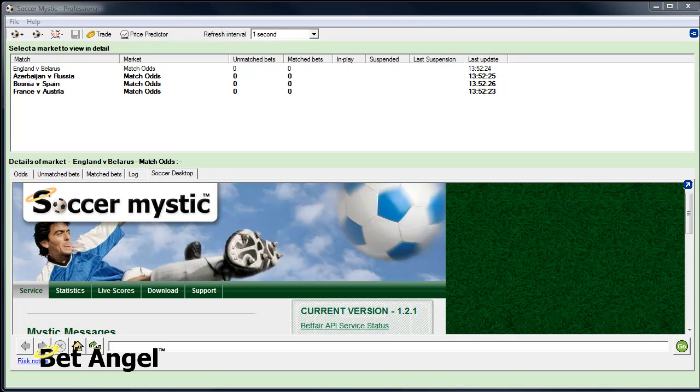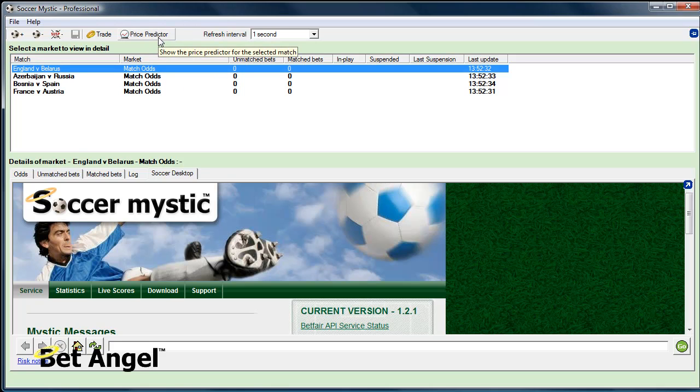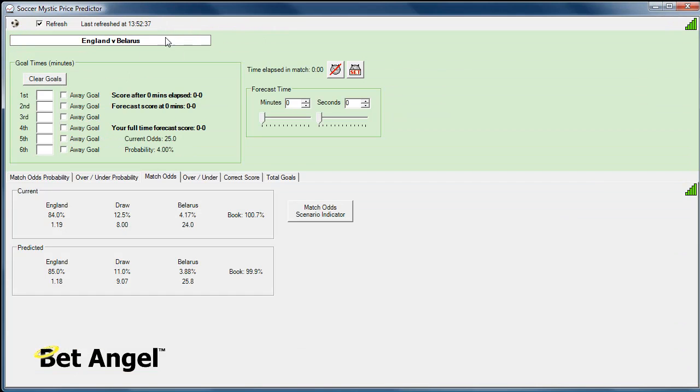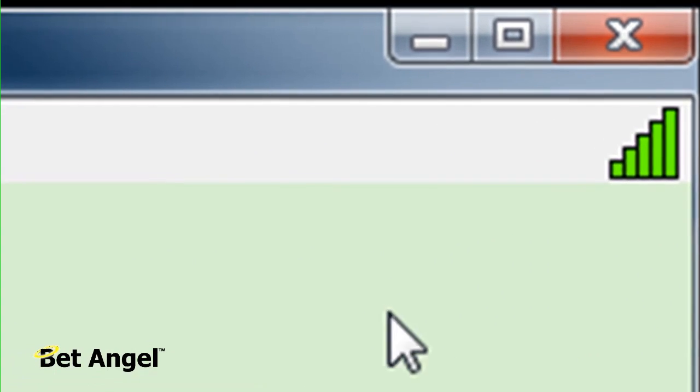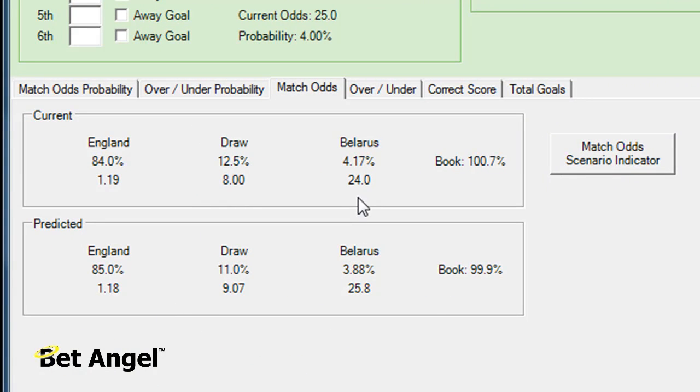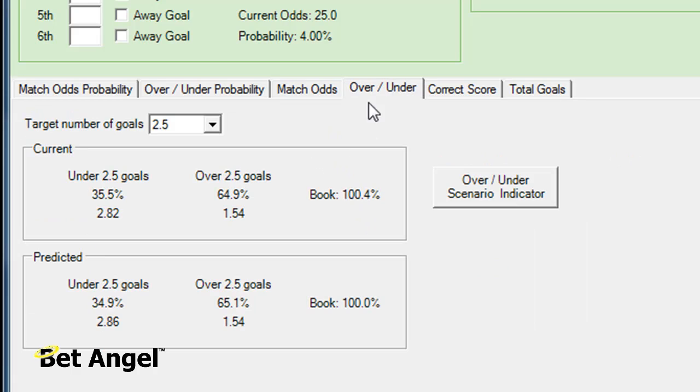Right, we have now wound forward to the actual day of the match itself, and we'll perform the same exercise. Click on England v Belarus, bring up the price predictor, and immediately you can see here that we are now on 5 bars, and you can see that the market pricing is much more in line with what we'd expect. And if you look at over and unders, you can see that that's pretty much spot on.